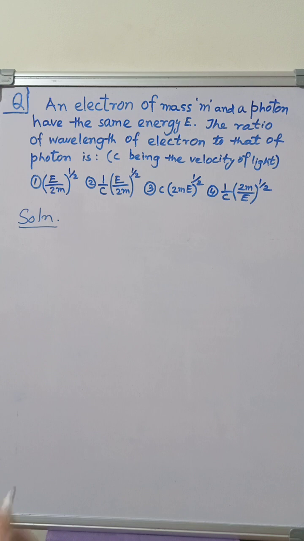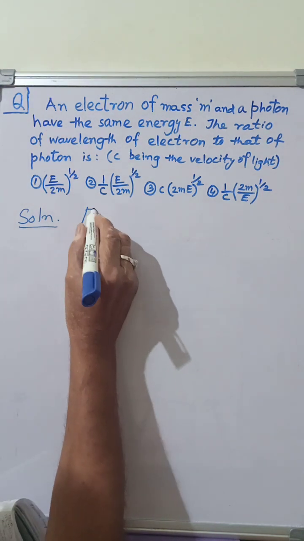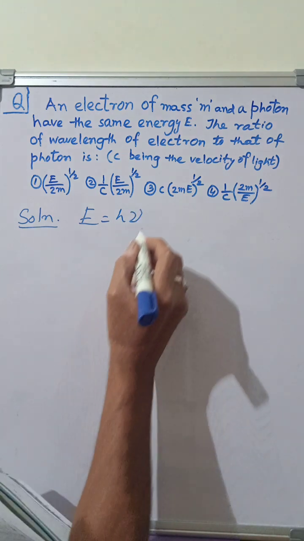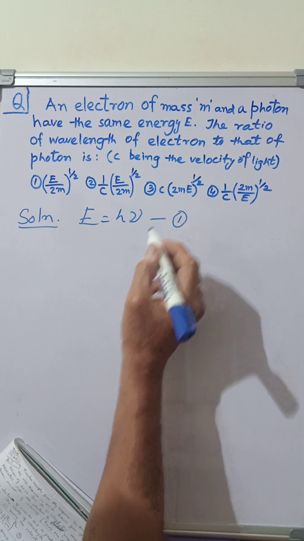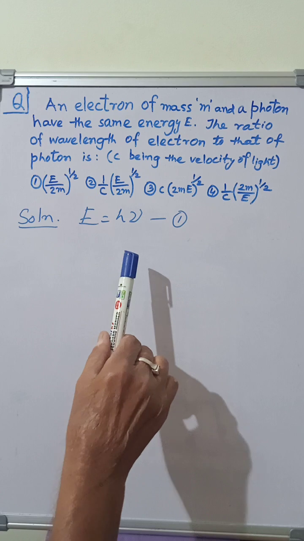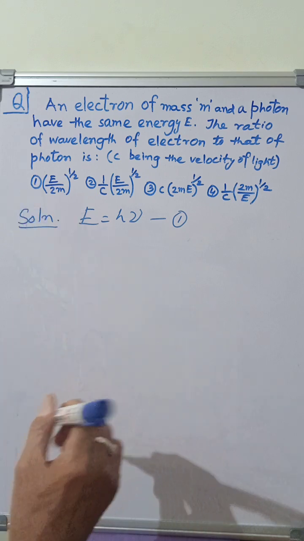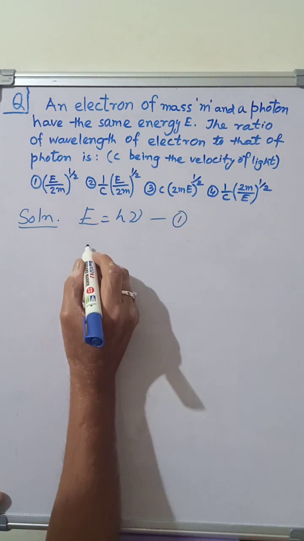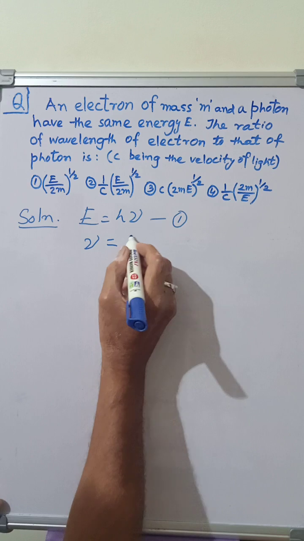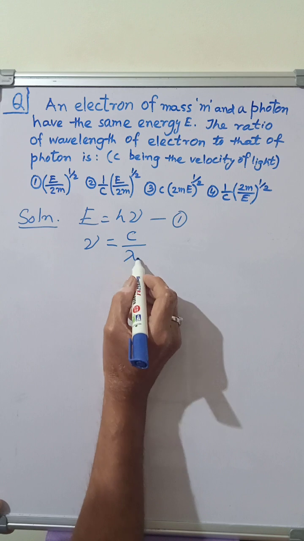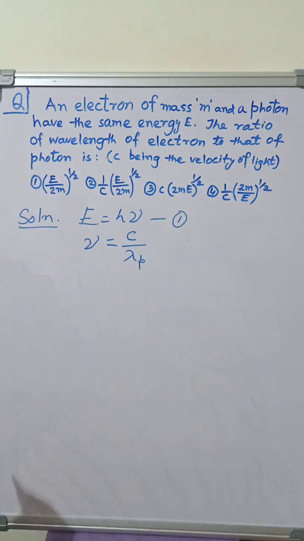Energy of a photon is given by E is equal to h nu. We'll mark this as equation 1, where h is the Planck's constant and nu is the frequency associated with the photon. Now frequency is equal to velocity, because it is light or photon, velocity of light c divided by lambda p. Lambda p is the wavelength of the photon.